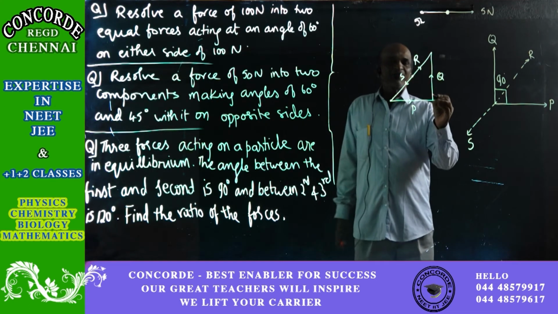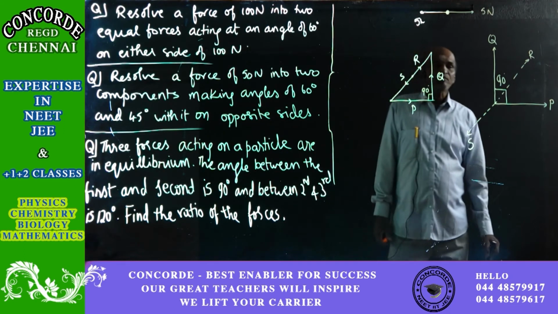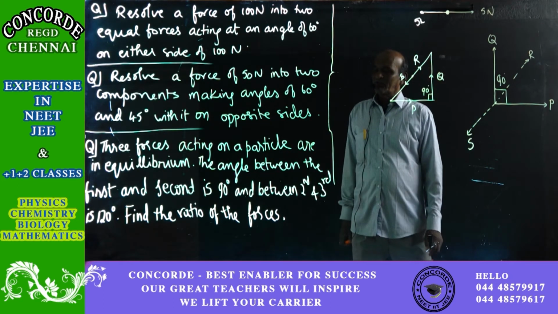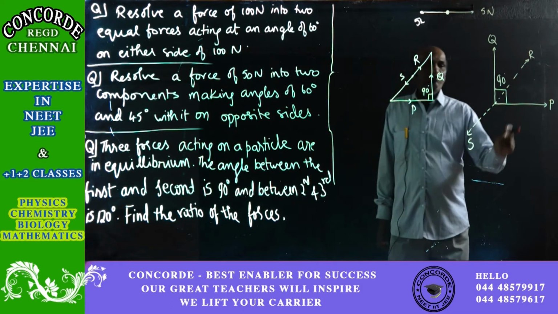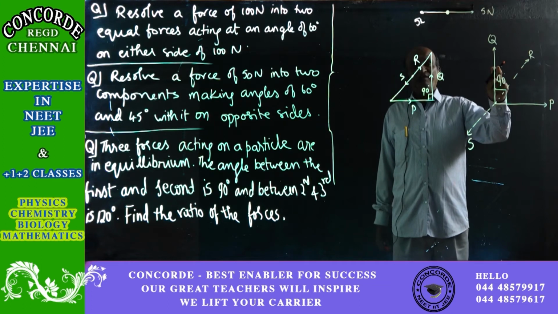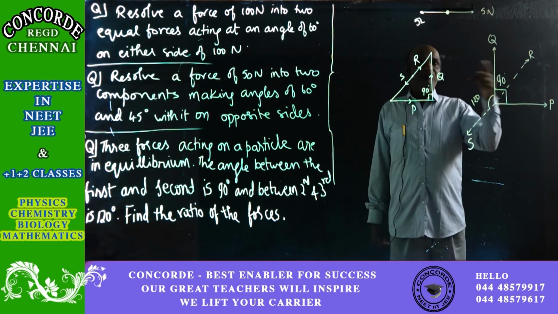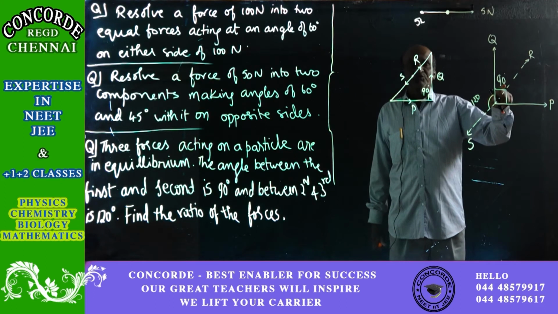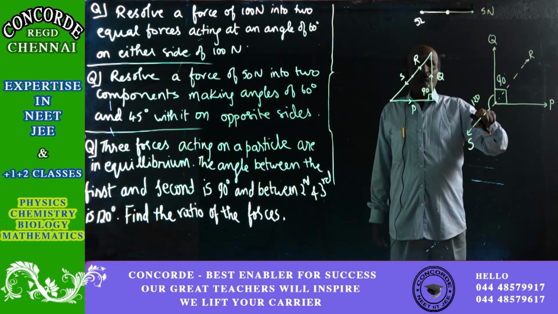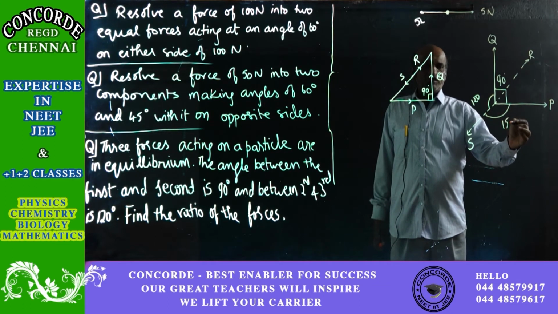It is given that P and Q, the angle between them is 90 degrees. And apart from that, the second and the third force is 120. So first and the second and the third, this angle is 120. We know that in space the total angle is 360, out of that 90 has gone, so 270 remains, 120 also is gone. So what will remain is just 150.